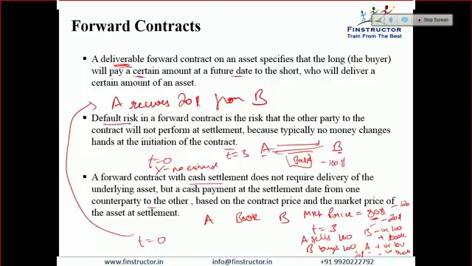Similarly, B would have to buy for $100. B can buy at $80 from the market today, but then he's given $20 to A. So effectively, in a cash settled contract also, B is paying $100 to buy the book.